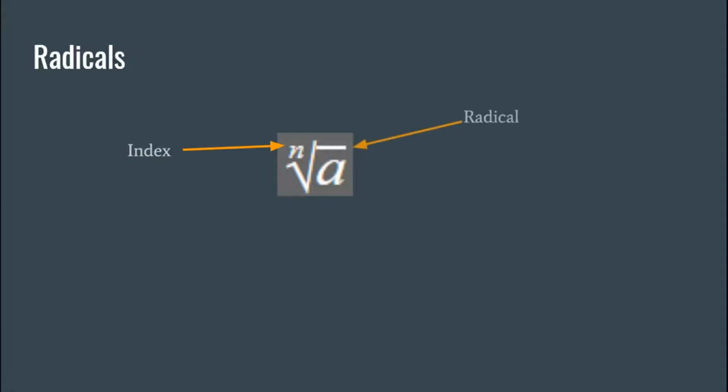Okay, so this symbol is called the radical. That's a general term because you can't say it's a particular root unless you know what the index is. And this a here is called the radicand. That's just a general word for the term under the radical symbol.